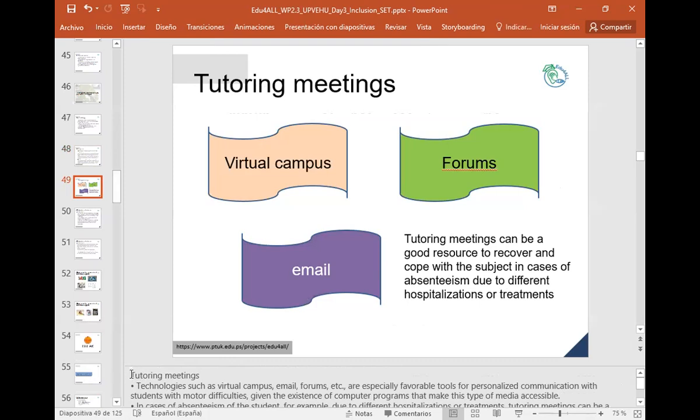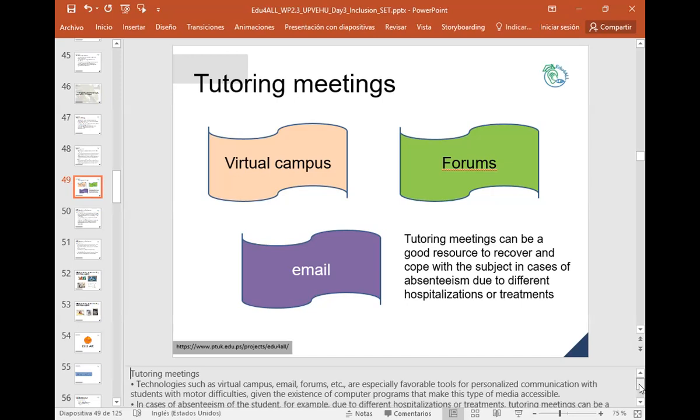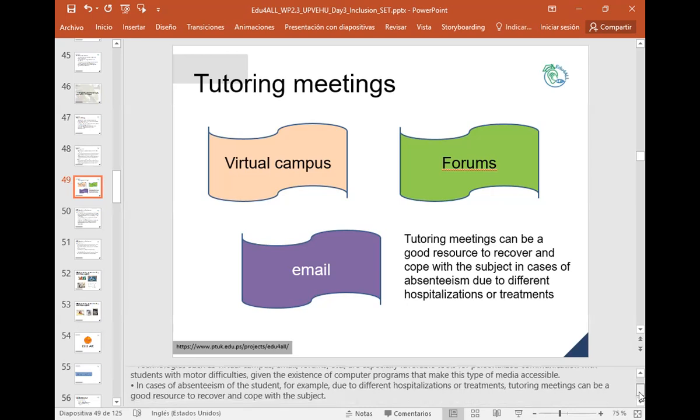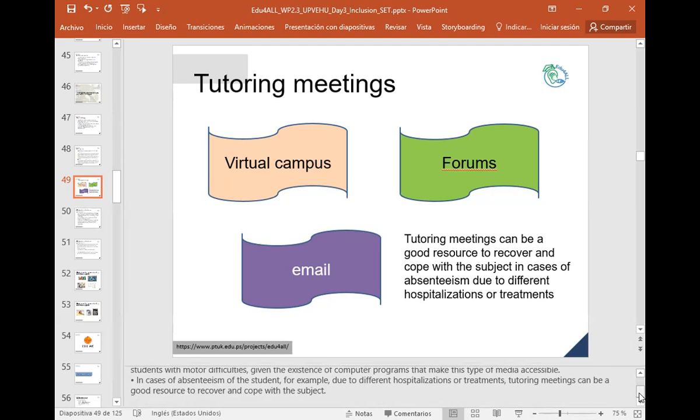Well, here is the same as in the other cases. So virtual campus, email is a good option for personalized communication with students with mobility difficulties. And in cases of absenteeism of the student, for example, due to different hospitalizations or treatments, tutoring meetings can be a good resource to recover that time with the student.